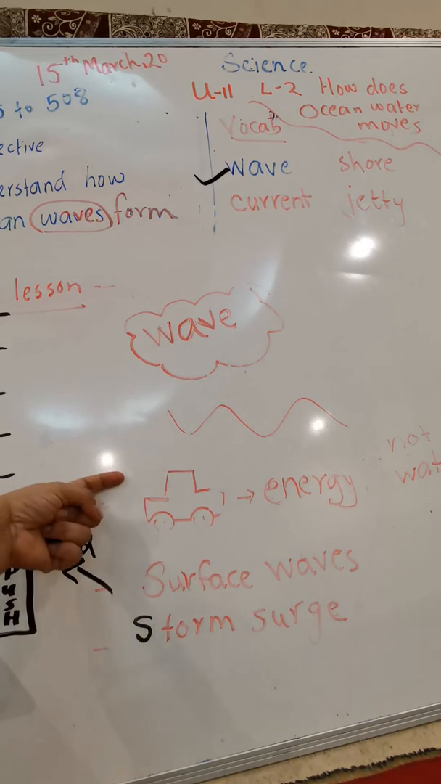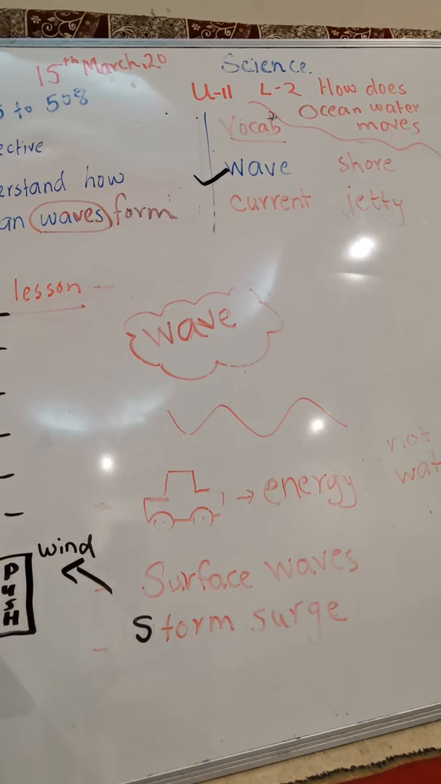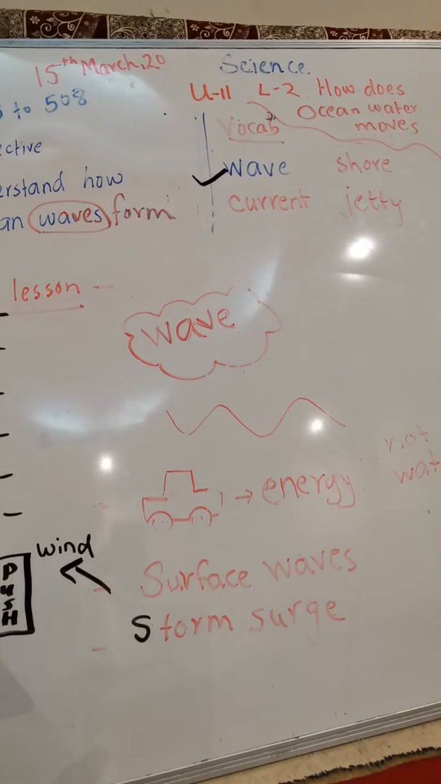So wave carries energy. A wave actually carries energy, not water. You might be thinking it's water. No, it carries energy forward. Okay, so now a wave is an up and down movement. It carries energy forward, and as a wave approaches the shore, you know shore, of course, where water is shallow. It's not deep, it's shallow there.